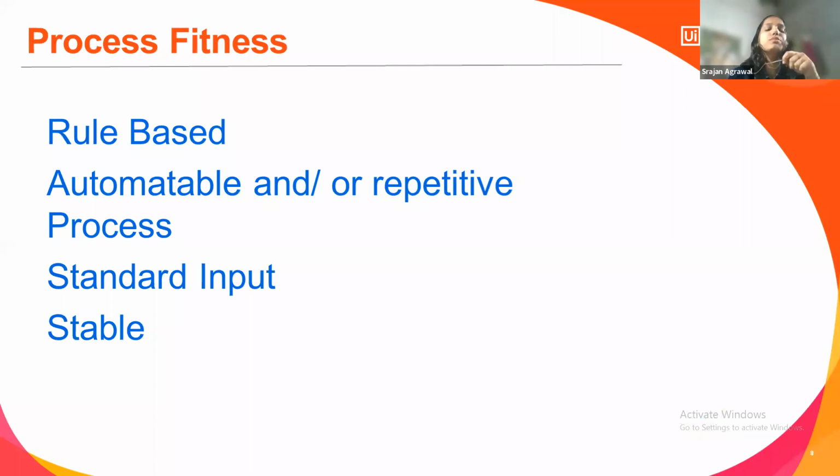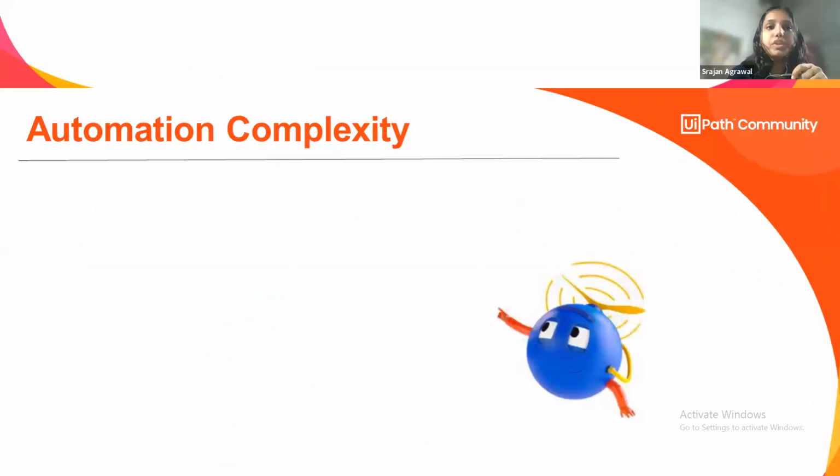Yeah. So the last point was stable. If the work is stable, like the process is not going to change continuously, then that work should be automated. So these are some factors which you should keep in mind before starting to build the automation for any process. Process fitness. Is it clear to everyone till now? Yeah, it's clear. Okay. Thank you.